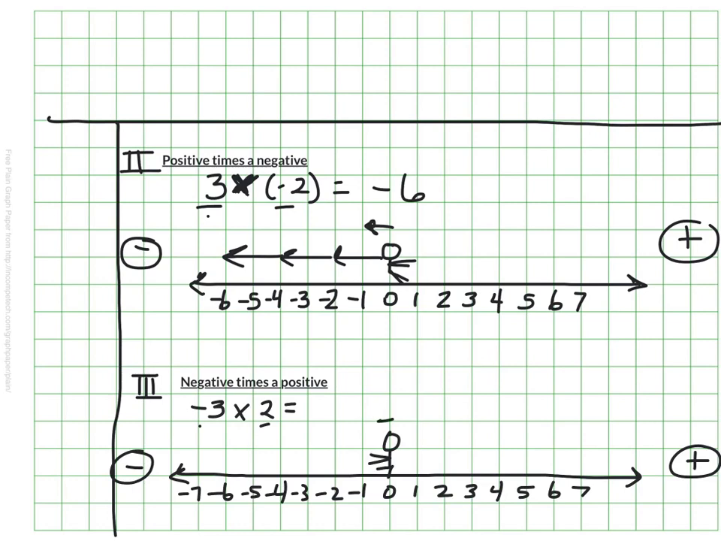So this little person would be moving forward, 2 spaces at a time. And we're going to do that 3 times. So for negative 3 times 2, we would move 2 spaces forward once, 2 spaces forward twice, 2 spaces forward 3 times. We would end up at negative 6. Our answer, once again, would be negative 6.